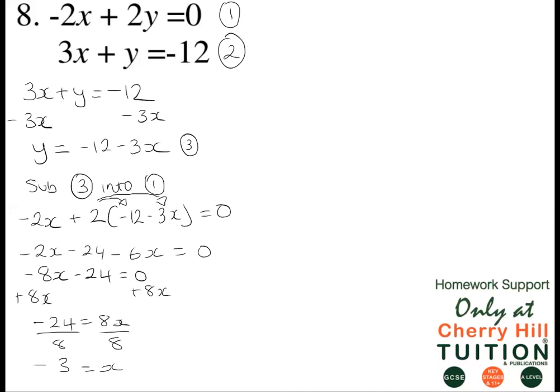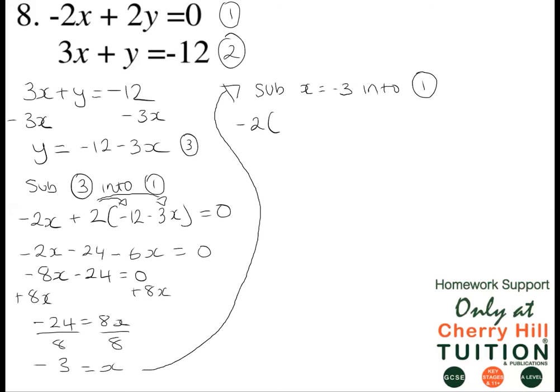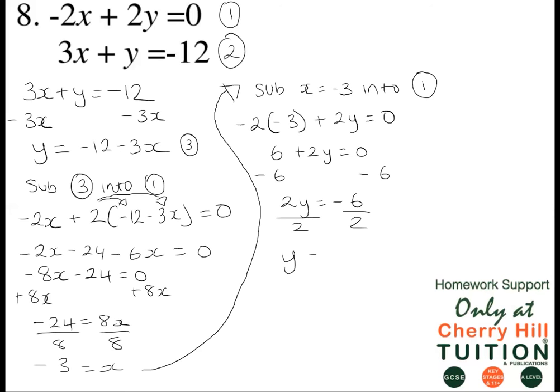Now we can substitute our value of x into equation 1. So minus 2 multiplied by x, which is minus 3, plus 2y is equal to 0. Minus 2 times minus 3 is 6, plus 2y is equal to 0. We can minus 6 on both sides, leaving us with 2y is equal to minus 6, and divide both sides by 2, leaving us with y is equal to minus 6 divided by 2, which is minus 3.